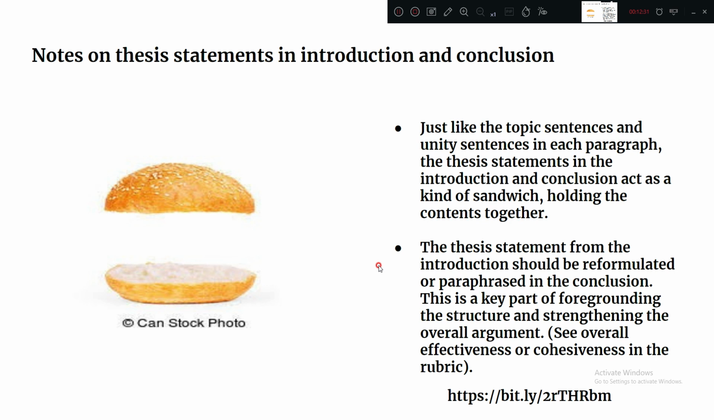So the thesis statement should be reformulated or paraphrased in the conclusion, and this is an essential part of what we call foregrounding the essay structure. I think I did talk about this briefly in a previous video, but the most important thing in any academic discourse, any academic task that you're doing, is to foreground the structure.